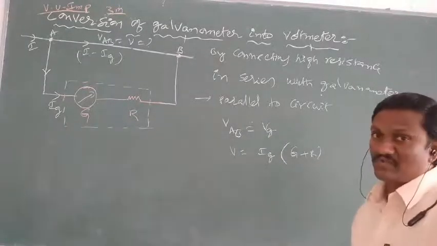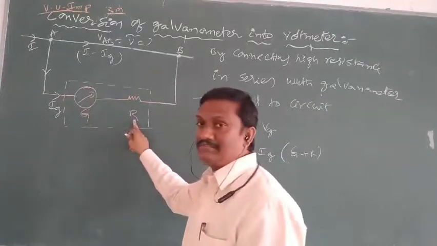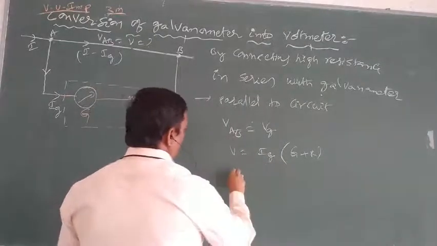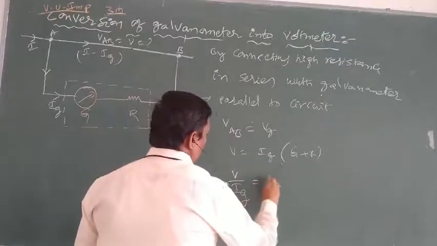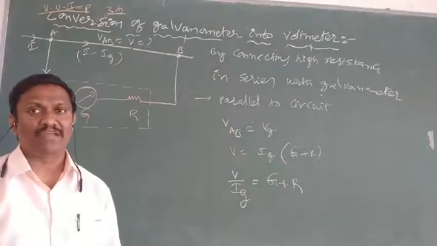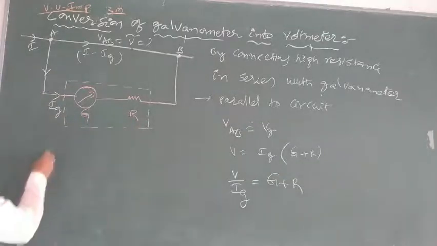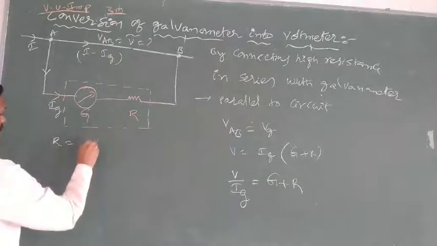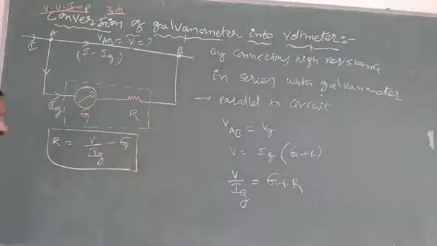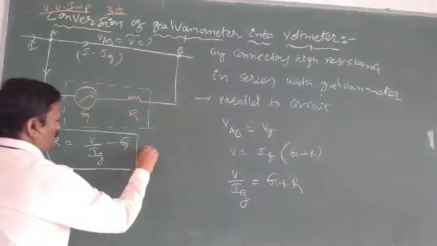For this current, the galvanometer shows full scale deflection. G is the resistance of the galvanometer and R is a high resistance connected in series with the galvanometer. Or simplified, V by Ic is equal to G plus R. To convert the galvanometer into a voltmeter, the required value of series resistance R is equal to V by Ic minus G. So to convert a galvanometer to a voltmeter, the required high resistance should be connected in series with the galvanometer.